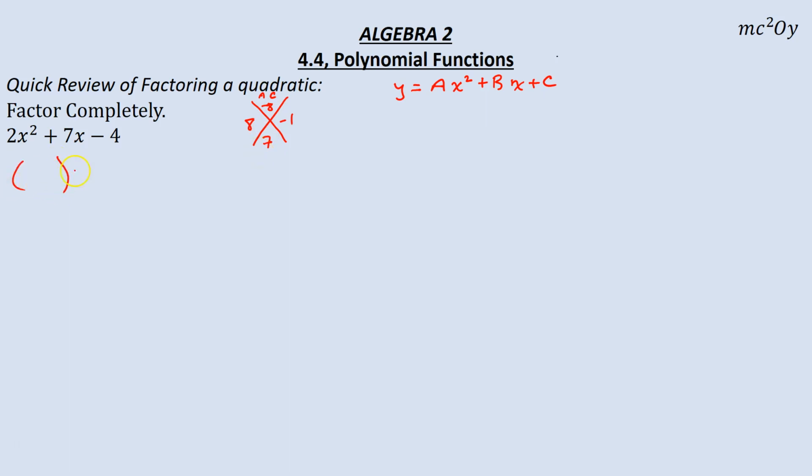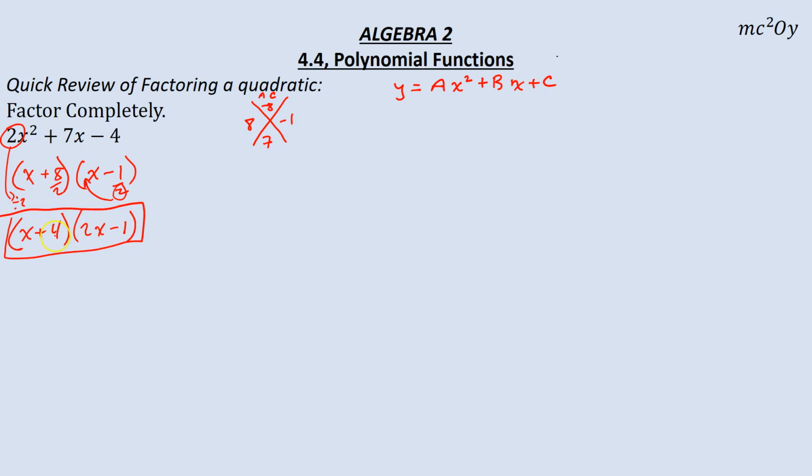So I can write out my quantities. I have x plus 8, x minus 1. And then I'm going to divide by my a term. My a term is 2. So if I divide that by 2 and that by 2, and reduce, I get x plus 4. 8 divided by 2 is 4. And I can't reduce here or do anything with the 1/2, so I'm going to pull that 2 out in front here. So 2x minus 1. So that's my quick and easy way to deal with factoring. I factored that now: 2x squared plus 7x minus 4 is equal to x plus 4 times 2x minus 1. So, quick review of factoring there.